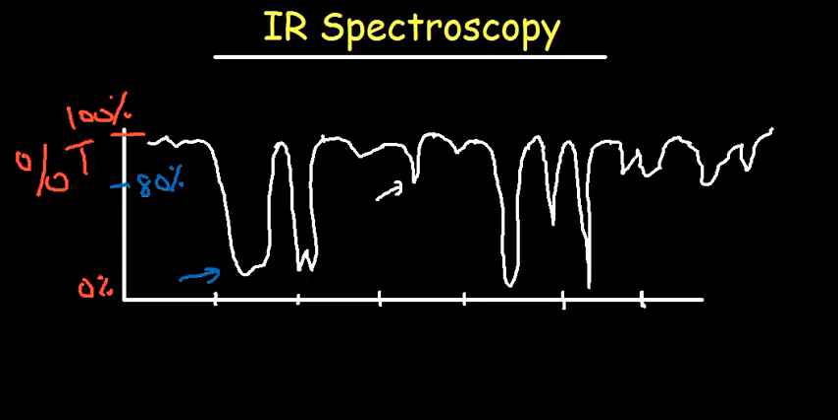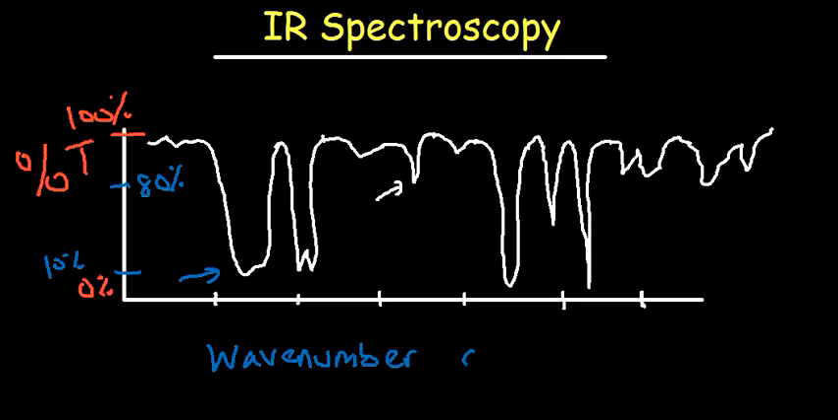Now, if you look at this signal here, let's say it's at 10%. If 10% was transmitted through the sample, 90% was absorbed. So that's the relationship between absorbance and transmittance. They're inversely related. On the x-axis, you have what is known as wave number.